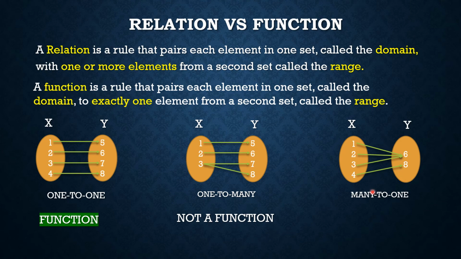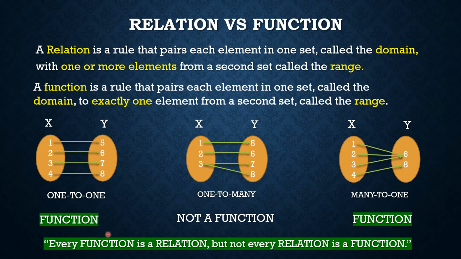At kung titignan naman natin yung last example, si 1 nakamap kay 6, si 2 nakamap kay 6, si 3 nakamap kay 6, at si 4 nakamap kay 8. And this is a function because yung bawat element ni set X ay nakamap sa isang element lang ni set Y. That is why kapag one-to-one yung relation, function yon. Kapag many-to-one yung relation, function din yon.